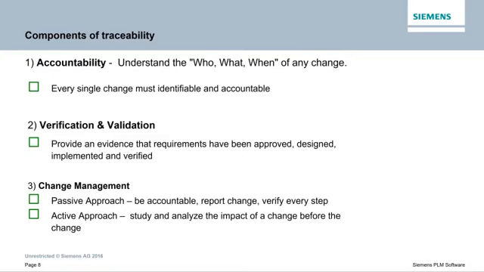The second important component is verification and validation. So traceability is being used to ensure that you can provide evidence that the requirements, the initial needs, have been approved, designed, implemented, and verified at the end. So not just to link items together, but the goal of this traceability is to have something verified and validated at the end. And the third component is change management, where we can again speak about a passive approach, be accountable, report a change, but it also has this active part of that, so you can study and analyze the impact of a change before the change actually occurs.